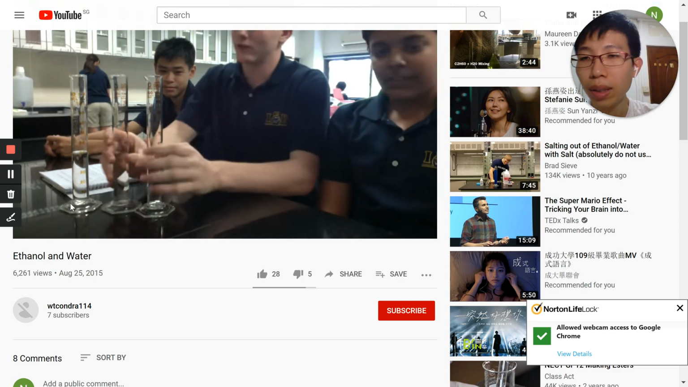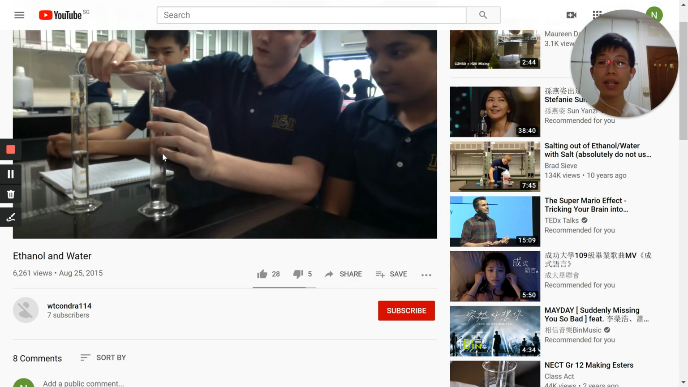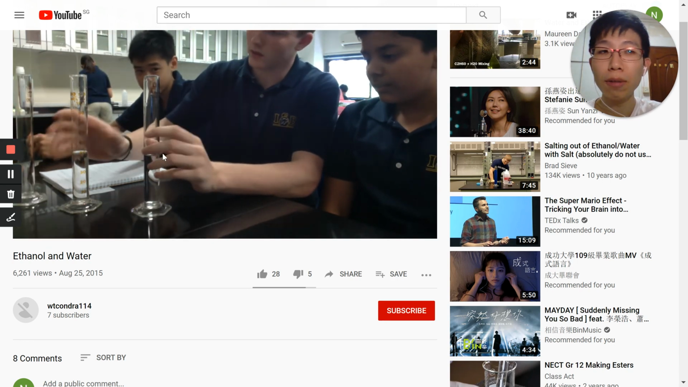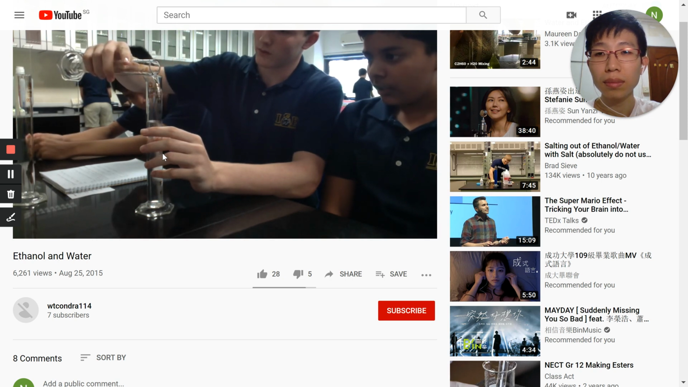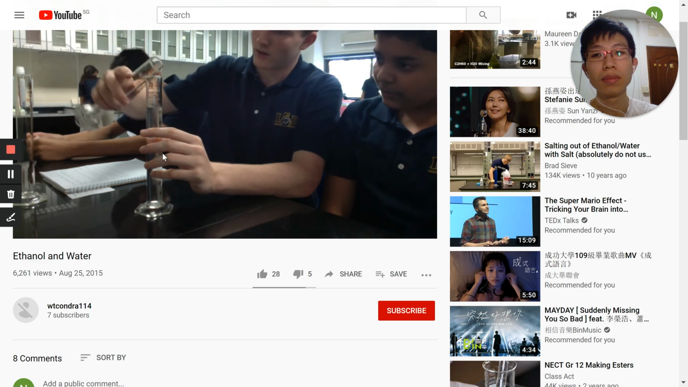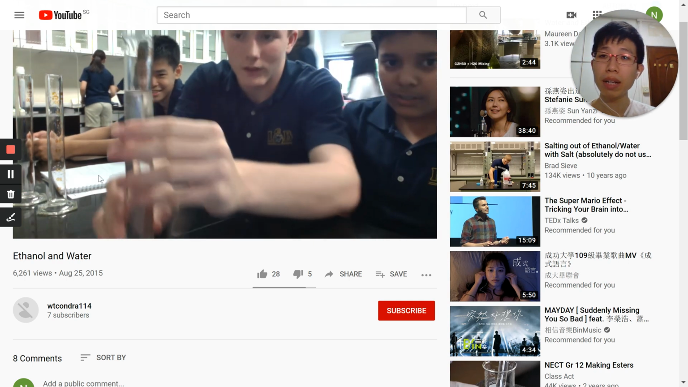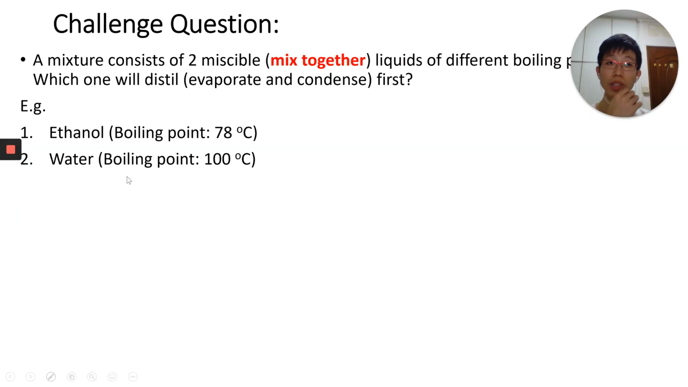Okay, so in this experiment, the student is pouring in the ethanol first, and after that he will pour in the water. And I need you to observe what will happen to the solution after the water and ethanol are mixed together. Okay, so now you notice, now we have a colorless solution and both the water and ethanol have been mixed together. So since the water and ethanol have been mixed together to form a colorless solution, the only way to separate them is to use distillation.